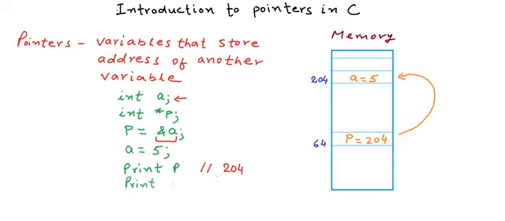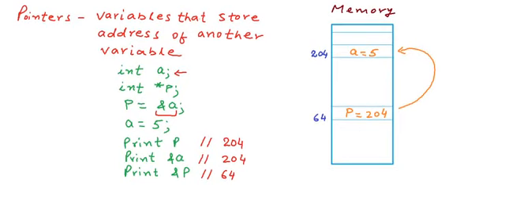What if we simply try to print ampersand of a? Ampersand of a also gives us the address of a, so this will also be 204. What if we want to print ampersand of p? Now p is also a variable and it is also stored in the memory. So ampersand, since it gives you the address of that variable, printing ampersand of p should give us 64, which is the address of p.